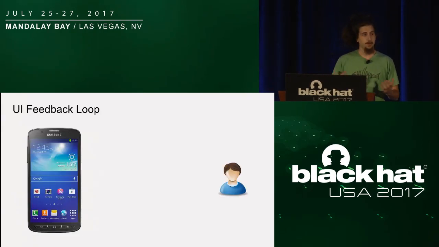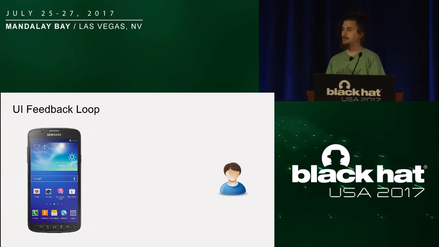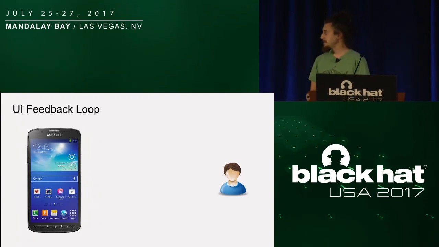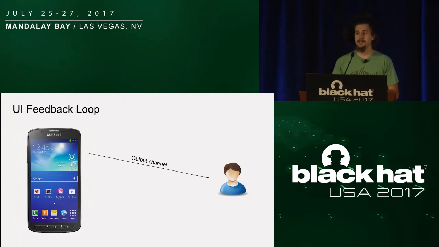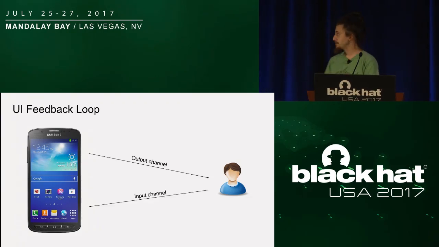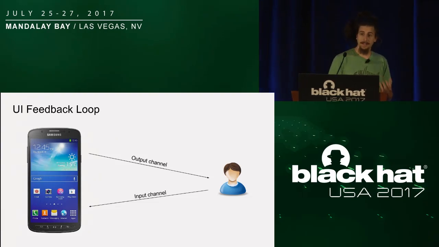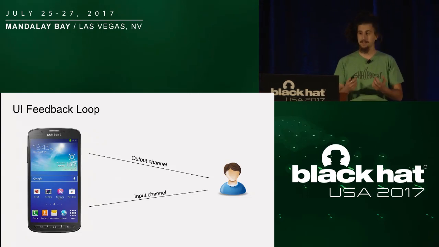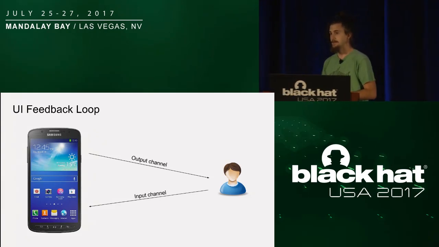What do I mean by UI feedback loop? Well, it's actually pretty simple. You have the UI, it shows something to the user. And in mobile phones, the UI is also the main way the user can interact with the phone. So there is also an input channel. And so, for example, you can tap something, and the UI needs to update itself to show to the user, yes, I received your input. And so that's where the loop comes in.